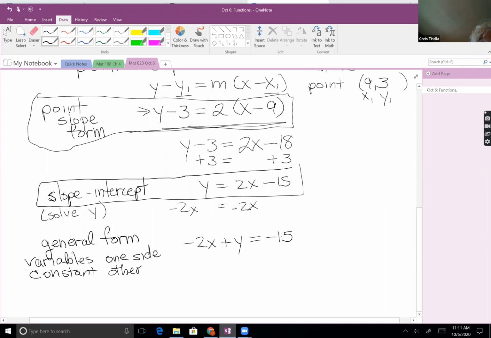Usually, though, people don't like that leading coefficient to be negative. So we could also take that equation and multiply both sides by negative 1. And we get, distributing, 2x minus y equals 15. And so that's probably the nicer looking general form.